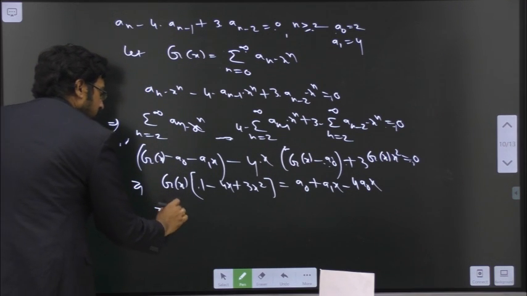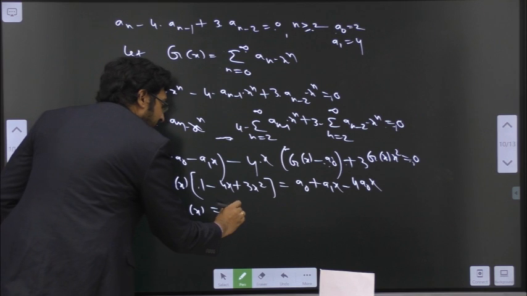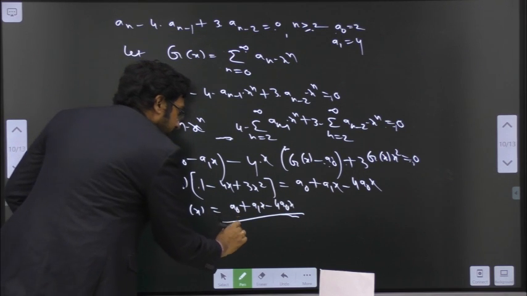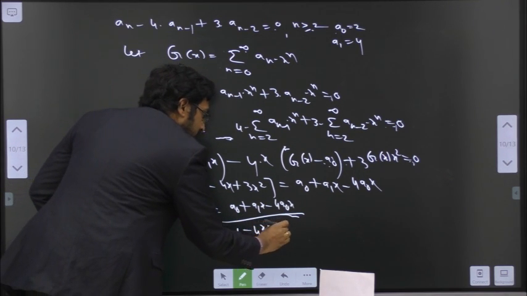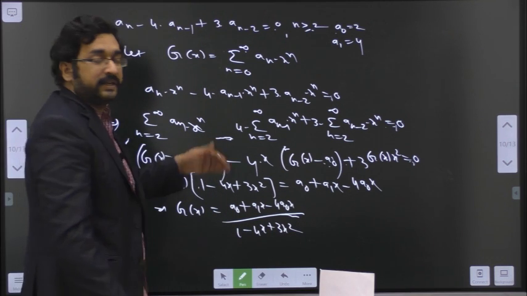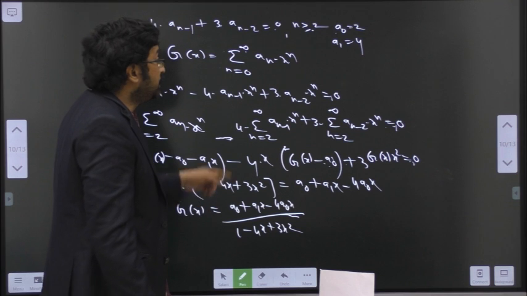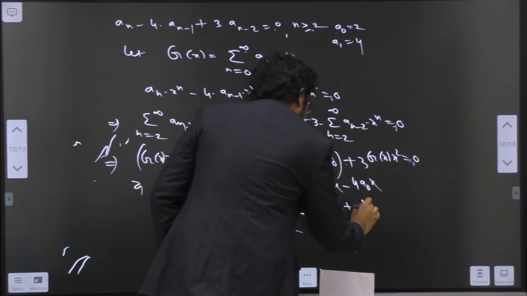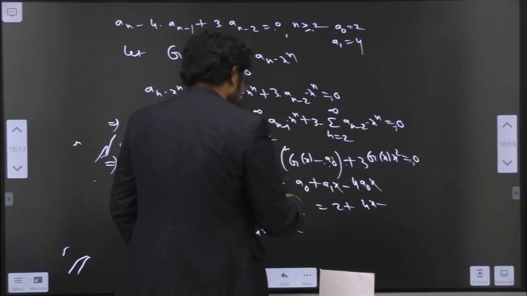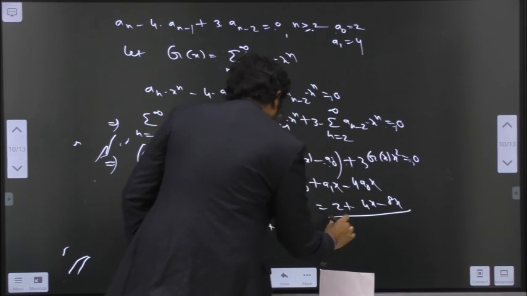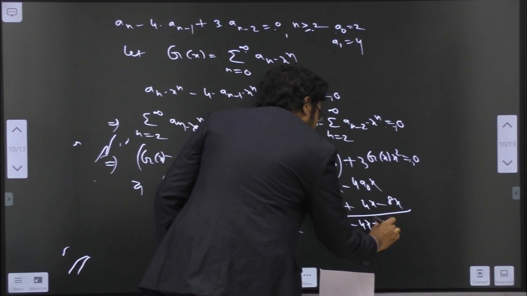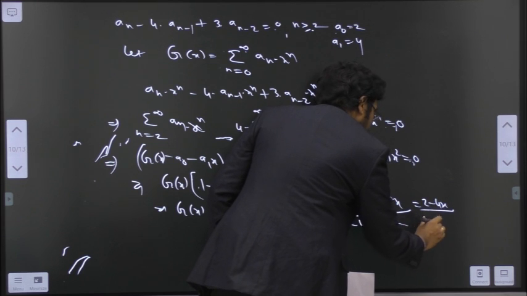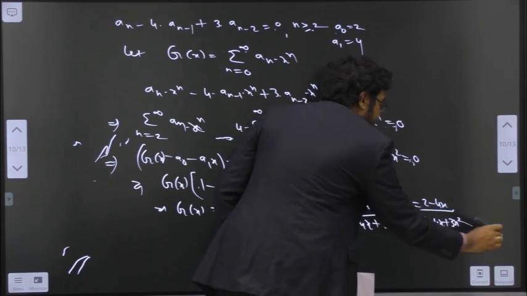Now g of x is equivalent to a naught plus a1x minus 4 into a naught x by 1 minus 4x plus 3x square. Substitute a naught, a1 values here. A naught is 2, a1 is 4. We will get 2 plus 4x minus 4 into 2, 8x by 1 minus 4x plus 3x square. So 2 minus 4x by 1 minus 4x plus 3x square.